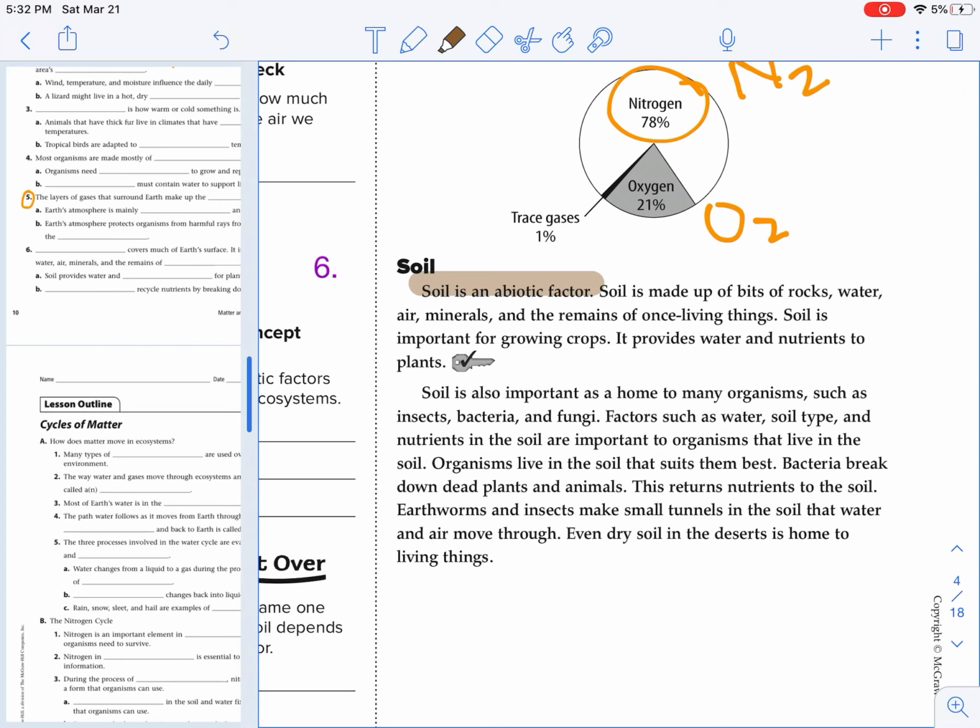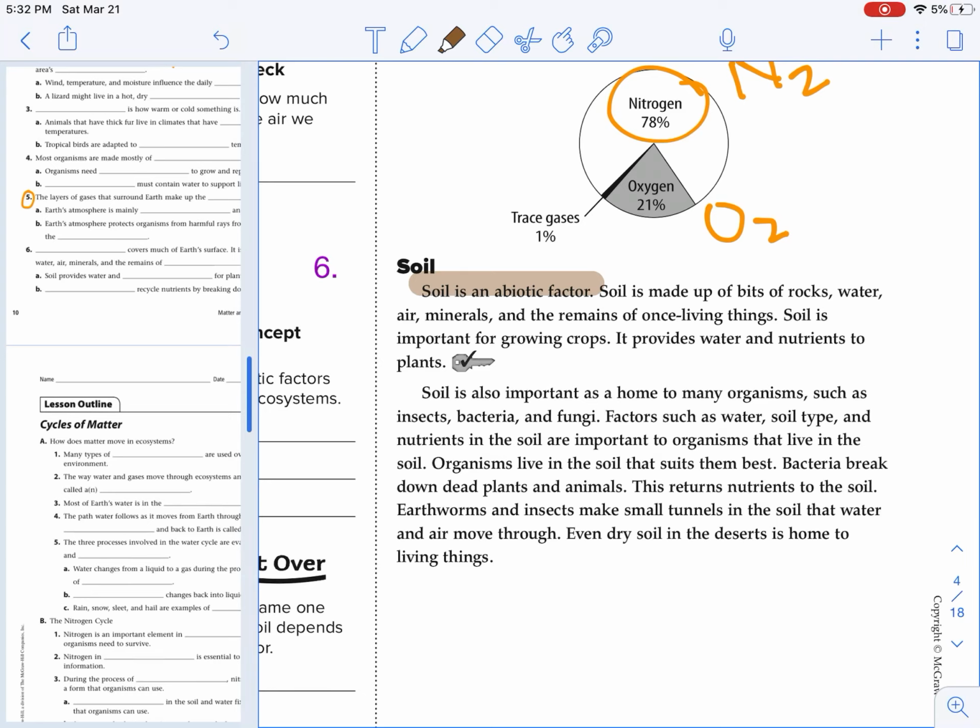Soil is made up of bits of rock and water and air and minerals and the remains of once living things. Soil is important for growing crops. It provides water and nutrients for plants. Soil is also important as a home to many organisms such as insects, bacteria, and fungi. Factors such as water, soil type, and nutrients in the soil are important to organisms that live in the soil. Organisms live in the soil that suits them best.